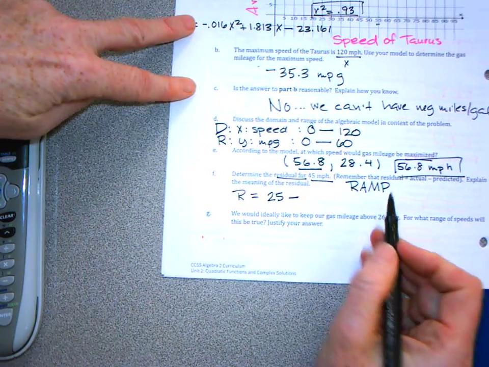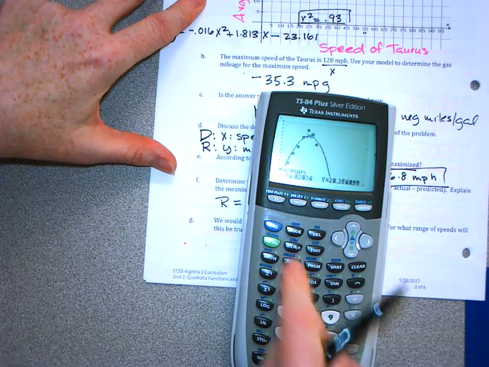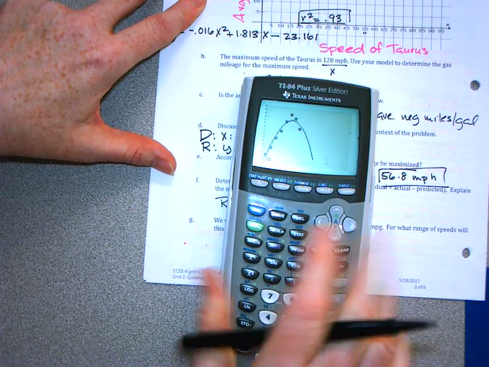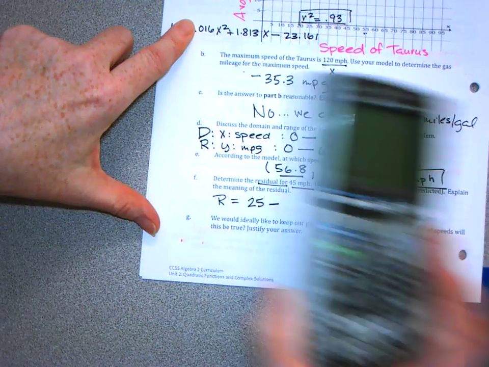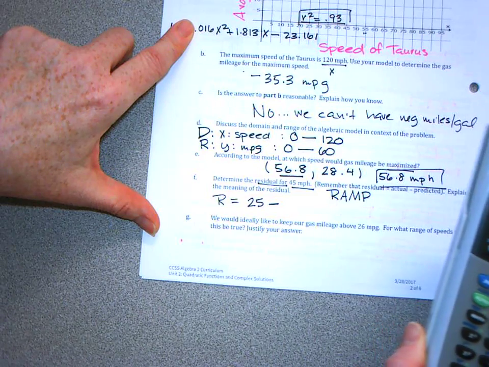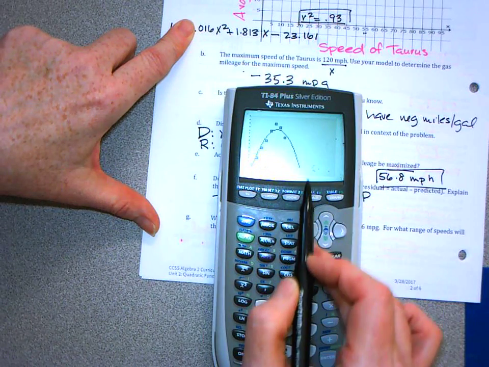Well, I need the predicted, so I go to the equation and I say calc, value. I'm going to calculate a value when x is 45, right? Wait a minute, do I have that backwards? Actual minus predicted value. This model is the predicted one I'm doing.